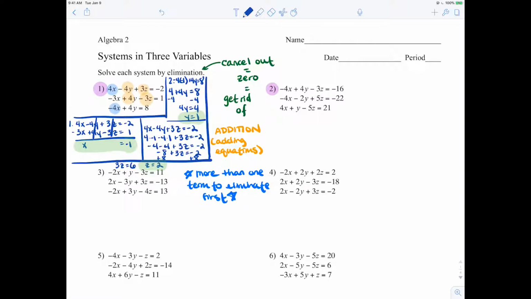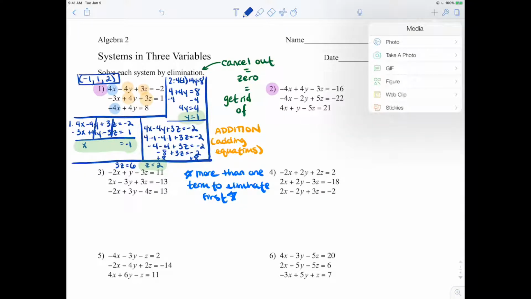And so then when you solve systems by elimination, you want to write them as an ordered pair, or triplet if you're solving in 3 variables. So our x value is negative 1, our y value is positive 1, and our z value is positive 2. And this is our solution.